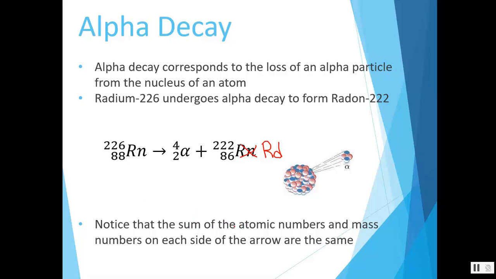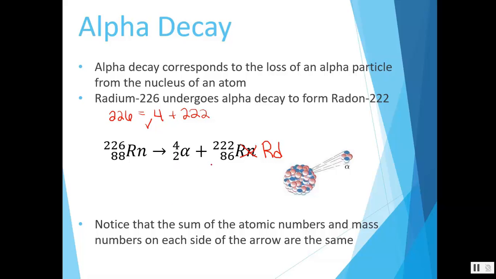But again, in these nuclear reactions, we're always going to see that the sum of the subatomic particles on our reactant side is going to equal the sum of the subatomic particles on the product side for both products. So here we have 226 on our reactant side for the number of protons plus neutrons. Our alpha particle has 4 protons and neutrons, and then the radon-222 has 222 protons and neutrons. So we can see that the number of protons and neutrons is conserved from our reactant side to product side.